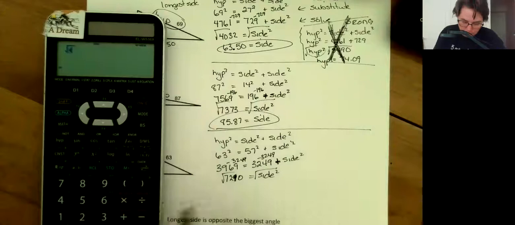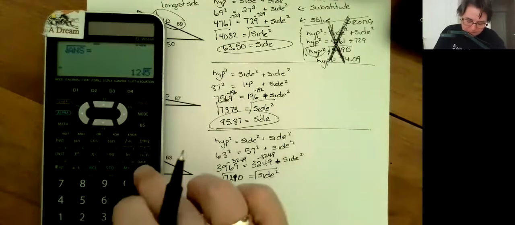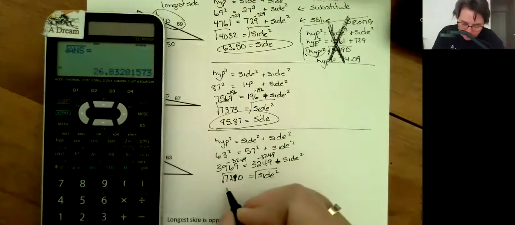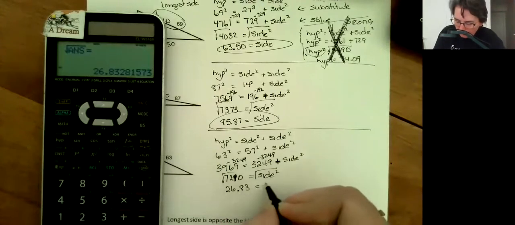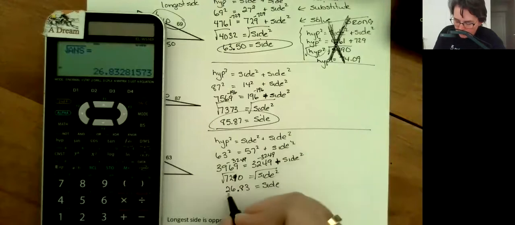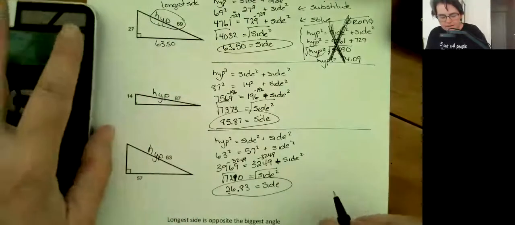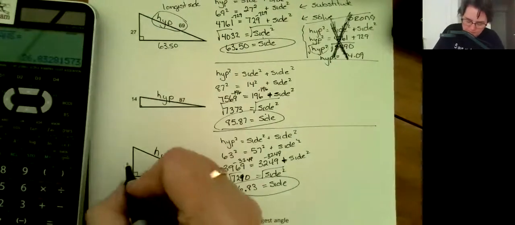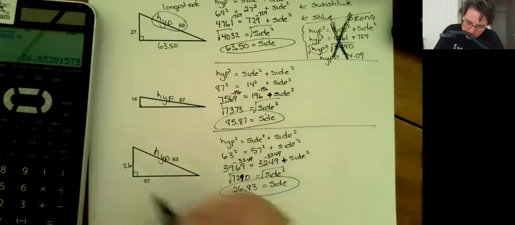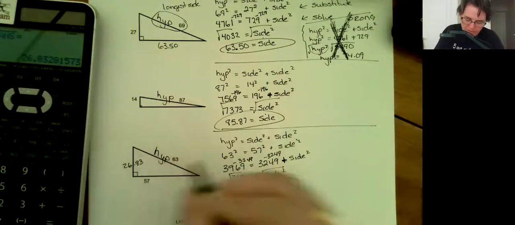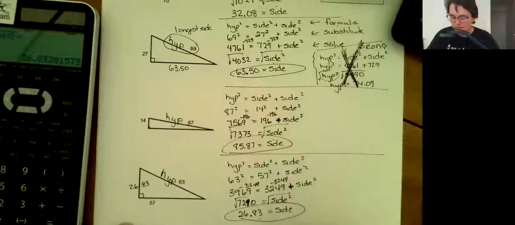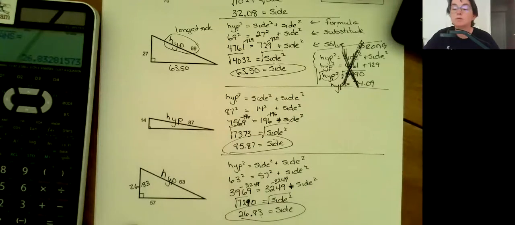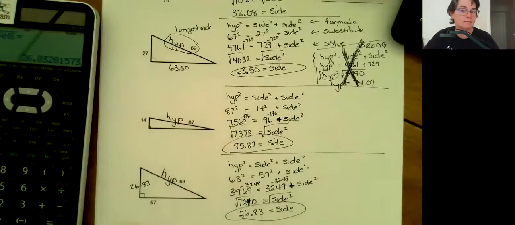function square root. 26.83 is equal to my side. Boom. And yeah, that works for me. Cool. So always go back and make sure if you're looking for a missing side, it is shorter than your hypotenuse. And that's the end of that one.